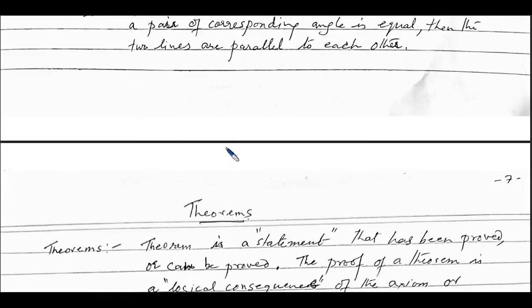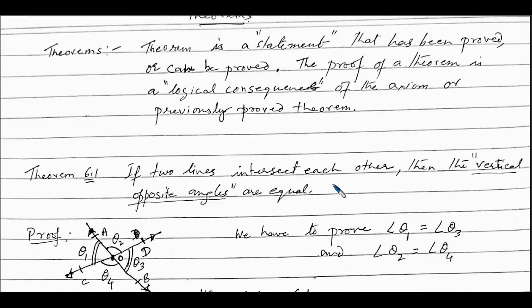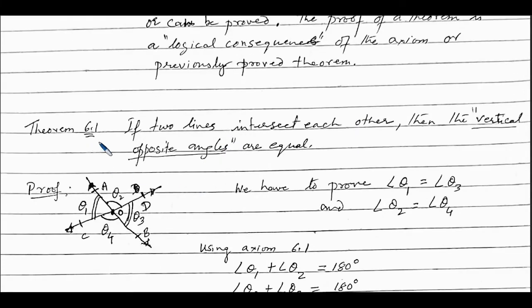Okay, so now theorems. What are theorems? A theorem is a statement that has to be proved or can be proved by using axioms or by earlier proof. Okay. So theorems you have to prove by axioms. So you can use axioms and prove it, okay. The proof of a theorem is a logical consequence of axioms or previously proved theorems. Is it clear?